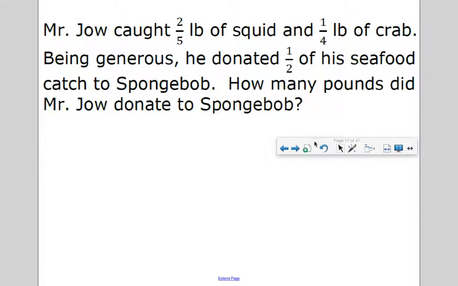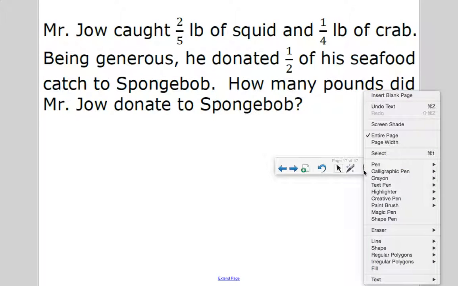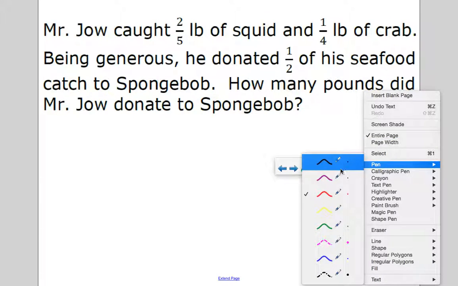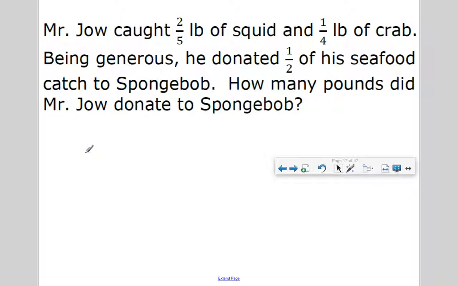So let's answer 2 more questions. Mr. Joe caught 2/5 pound of squid and 1/4 pound of crab. Being generous, he donated half of his seafood catch to SpongeBob. How many pounds did he donate? So he caught 2/5 pound of squid and 1/4 pound of crab.